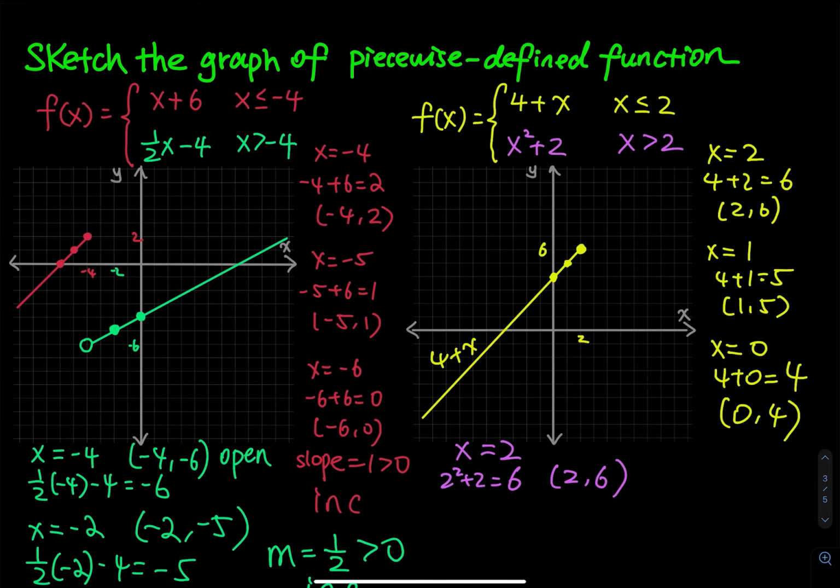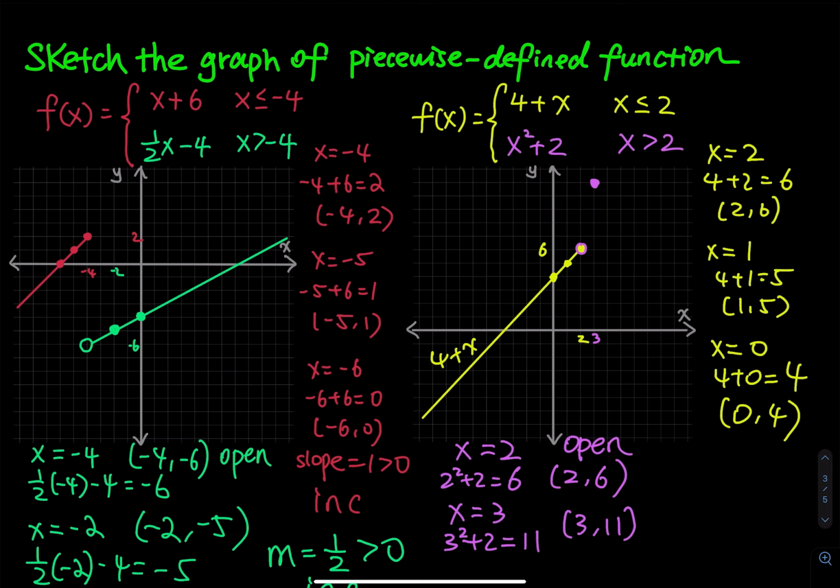And then I will just mark this as an open circle. So when x is equal to 2, y equals 6. So we have an open circle right there. We will do that in a minute. And then x is equal to 3. 3 squared plus 2 is equal to 11, right? So when x is equal to 3, y is equal to 11. So 6, 7, 8, 9, 10, 11, right over here.